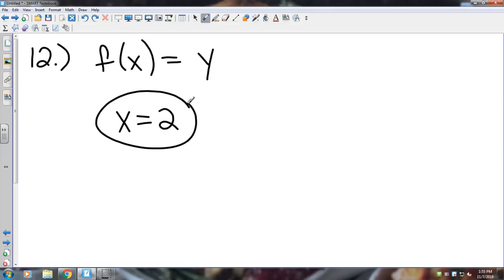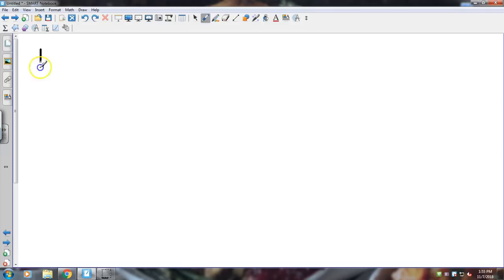Number 13. And number 13, I go down the diagonal line or up, depending on which way you're looking at it, to where y is positive 3, excuse me. And what's my x value on that one? 1.